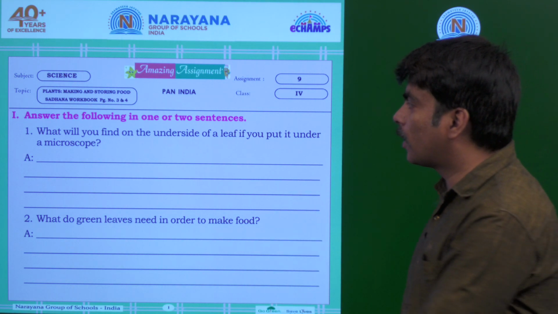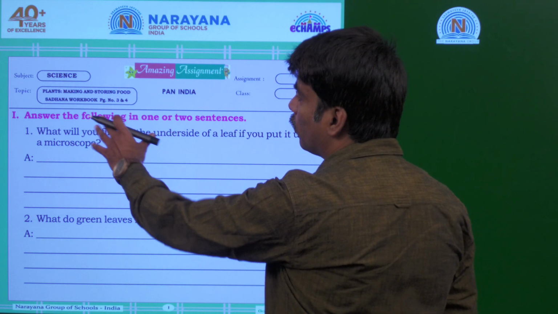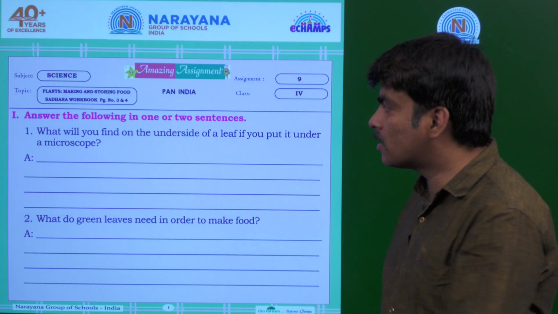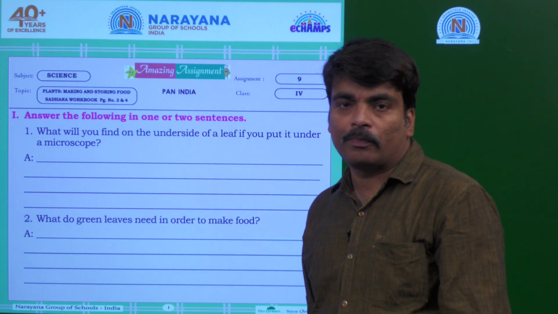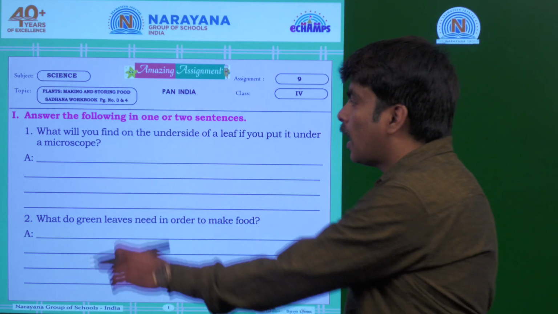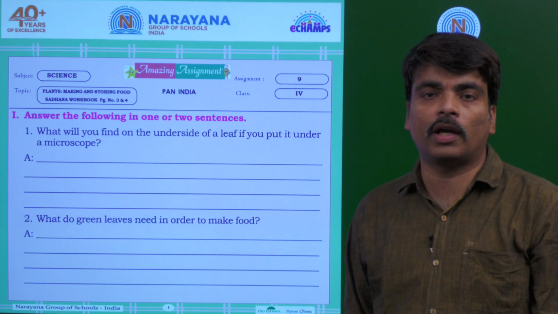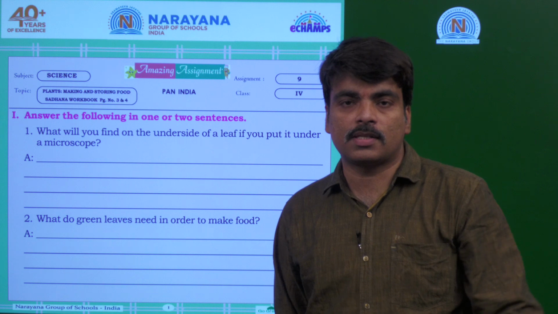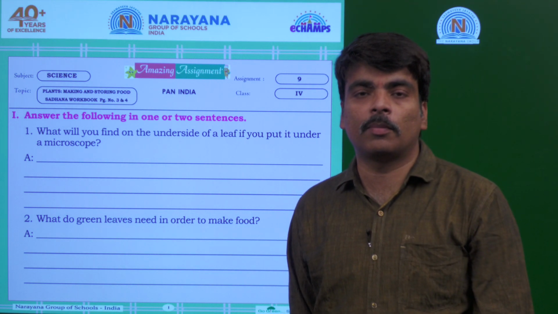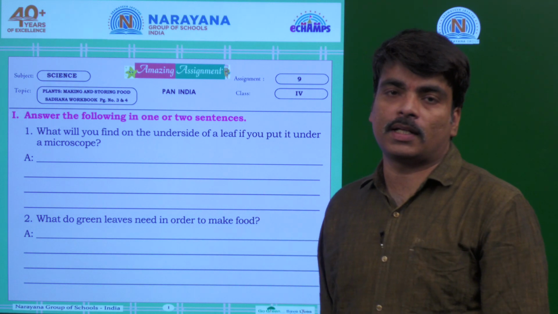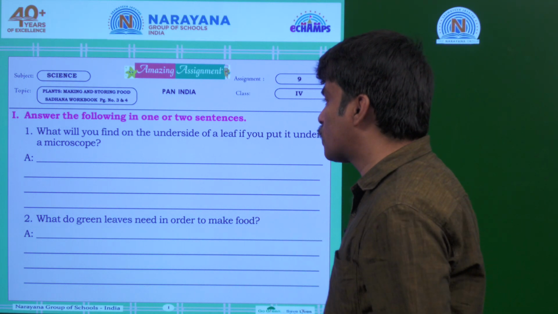Today our topic is plants making and storing food, and the topic is selected from Sadhana workbook of the page number 3 and 4. What we are going to solve here is answer the following questions in one or two sentences. In the previous class we have answered them in one word. Now we are going to answer in one or two sentences. Here we go with our first question.